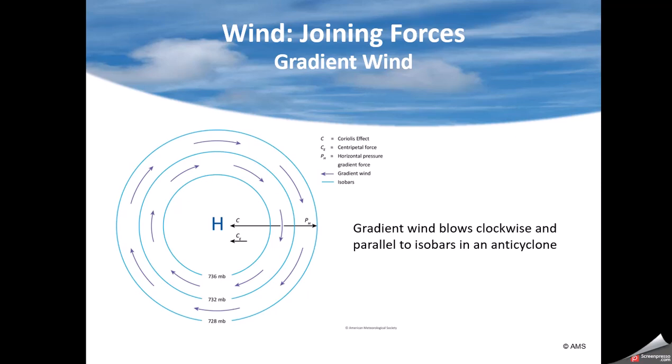Gradient wind has three forces. It has the pressure gradient force, the centripetal force, and the Coriolis effect. Geostrophic wind only has two. It has the Coriolis effect and horizontal pressure gradient.